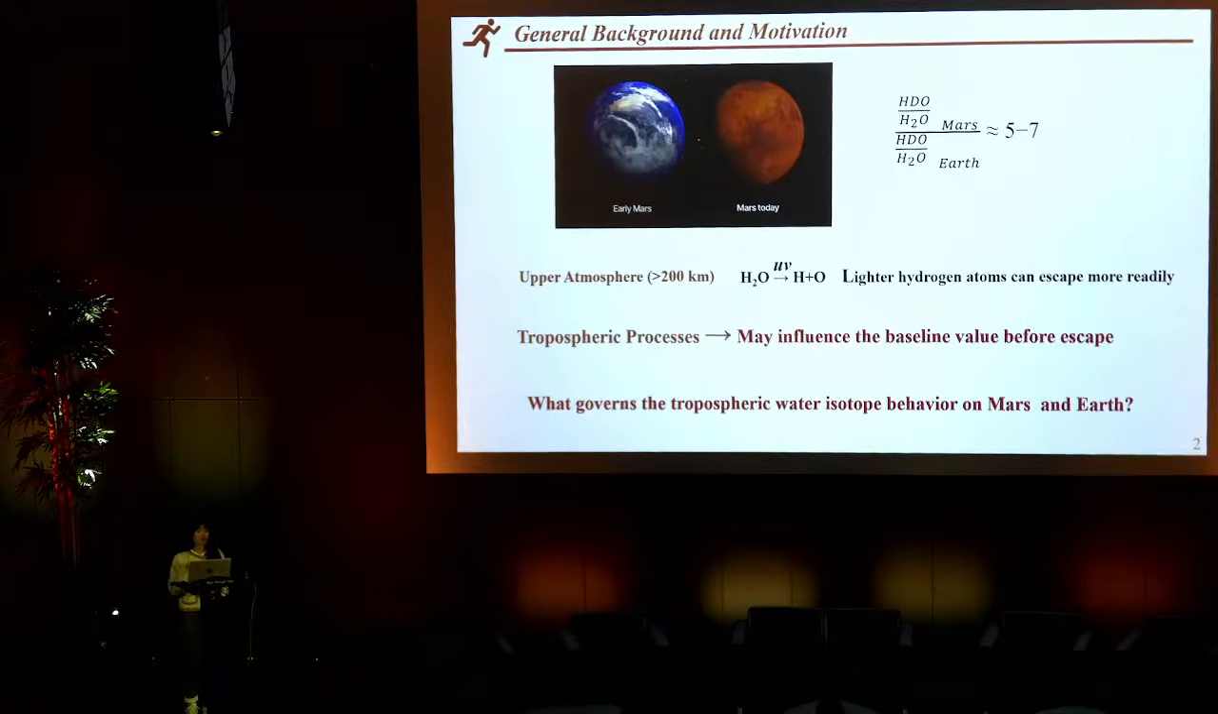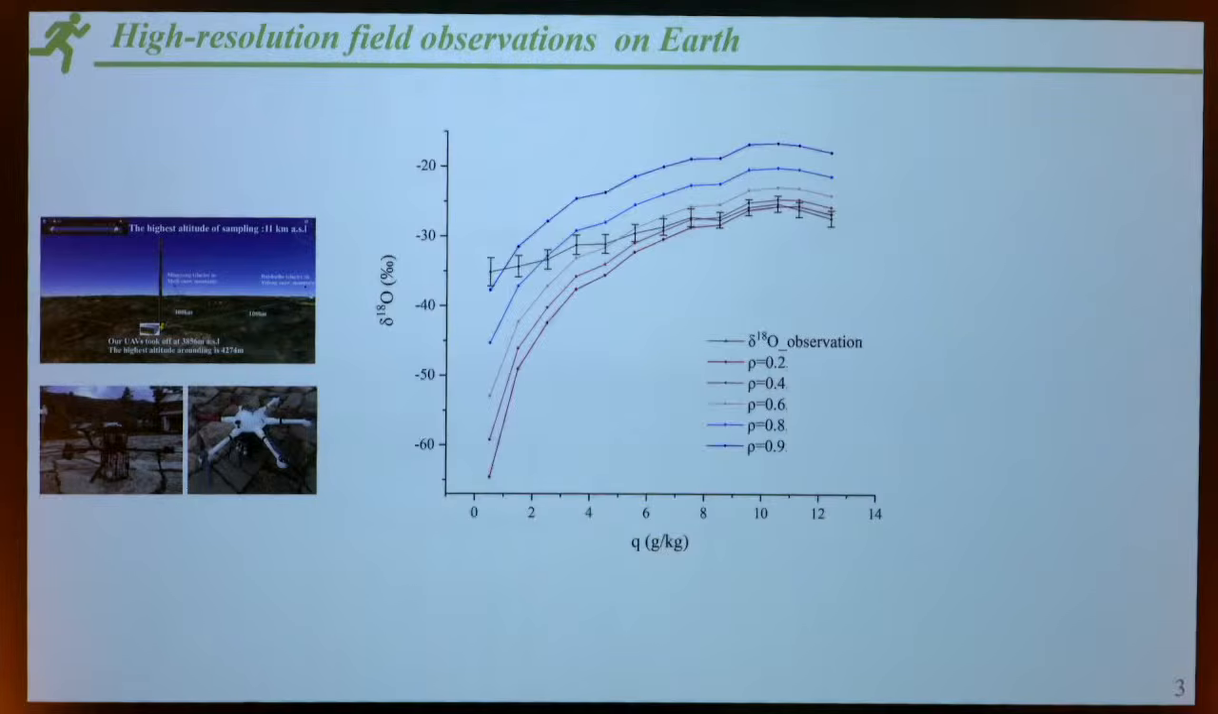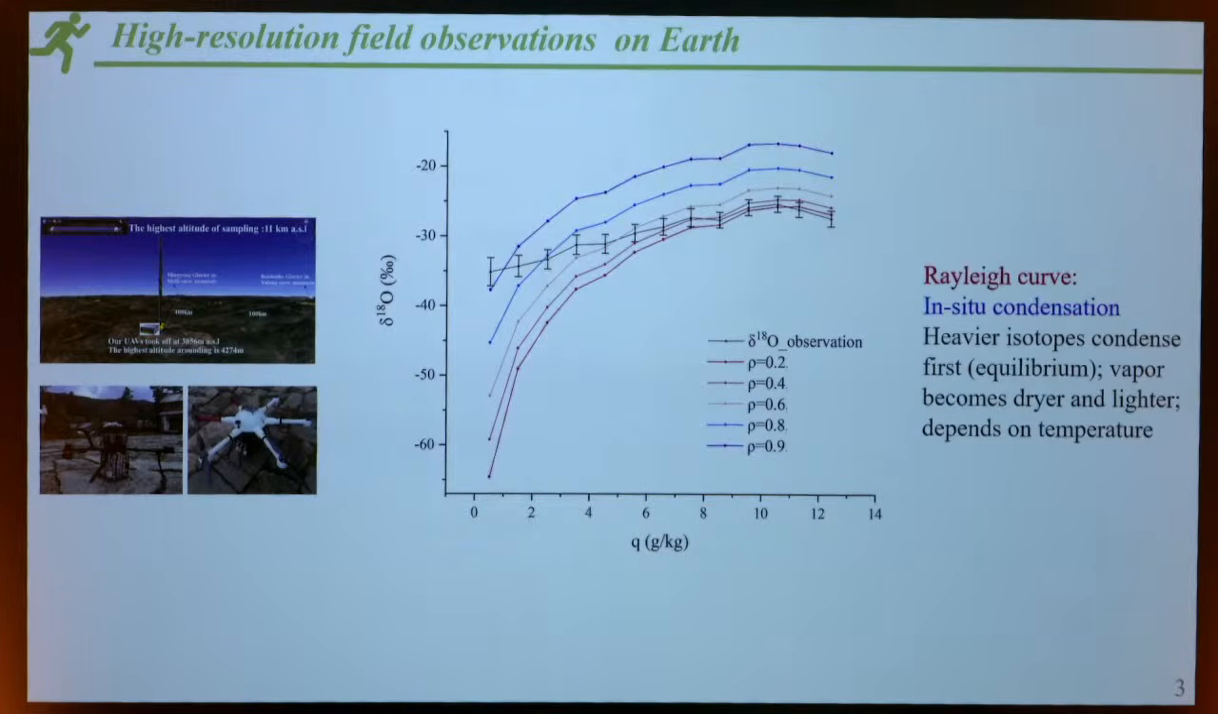We questioned what controls the tropospheric water isotope behavior on Mars and Earth, and what the similarities and differences are. On Earth, we used a drone to measure the vertical profile of the vapor isotope up to the upper atmosphere. That's the black line, generally predicted by the Rayleigh curve, the red line. As air rises and cools, more vapor condenses, so the heavy isotope will condense first. Then the vapor will become drier and lighter, just following the Rayleigh curve, the red line.